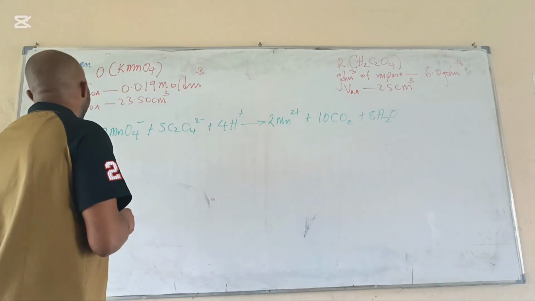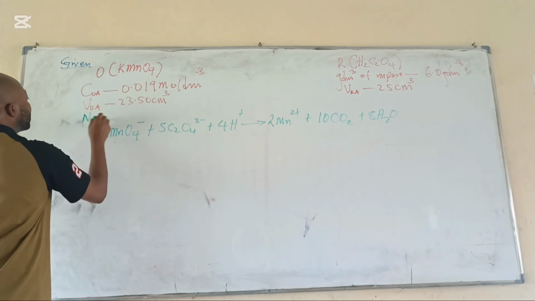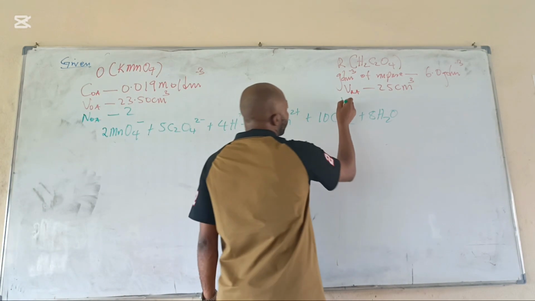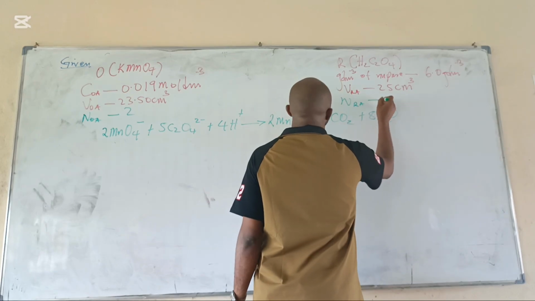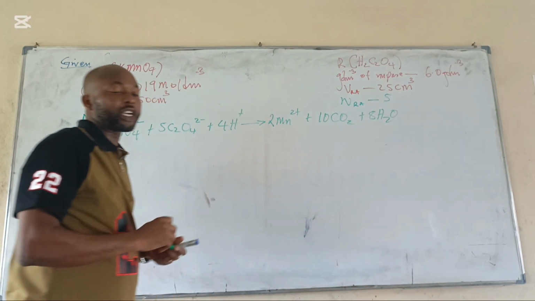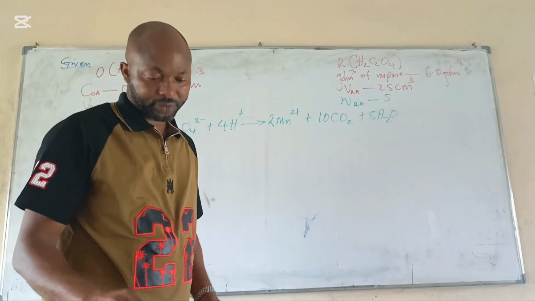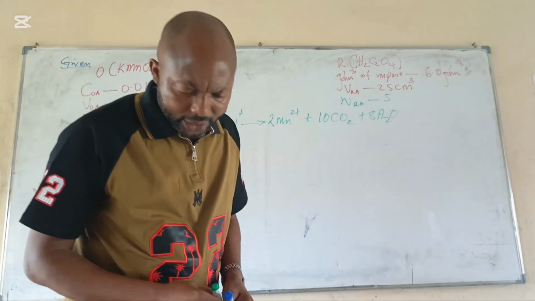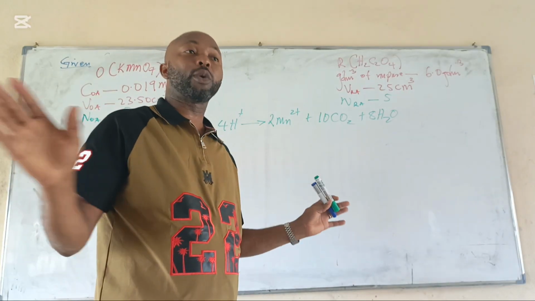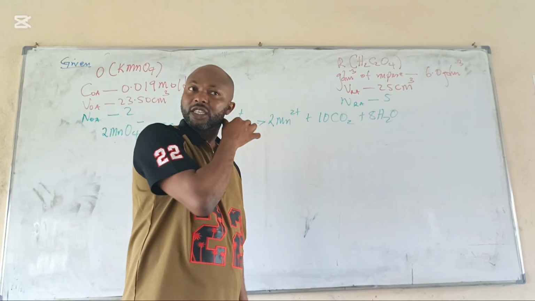Let's proceed from here. Now the number of moles of oxidizing agent is 2, and the number of moles of reducing agent is 5. So from the equation of reaction, we're able to get that. Now, question number 1 says, calculate the percentage impurity. That's just a straightforward question. They gave us just one question. We should calculate the percentage impurity.